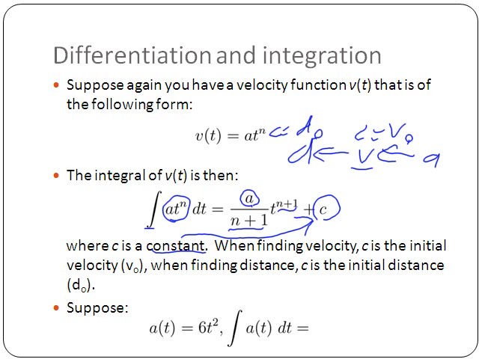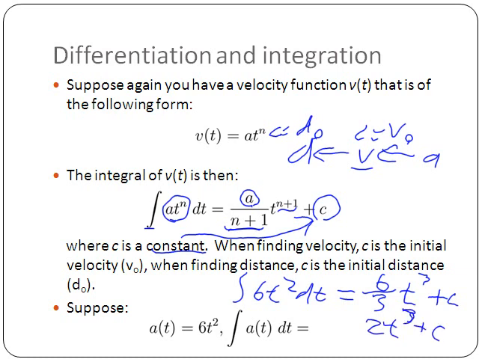So let's try another example down here. We have a of t equal to 6t squared, and we want to integrate it. So integrate a of t dt and see what we get. I want to integrate 6t squared dt. To do this, I remember the a is out front still. That's up here. Divided by n plus 1. And so this is 2 plus 1, which is 3, times t to the n plus 1, so t to the third, plus c. And so 6 divided by 3 is just 2, so 2t cubed plus c is my answer here.